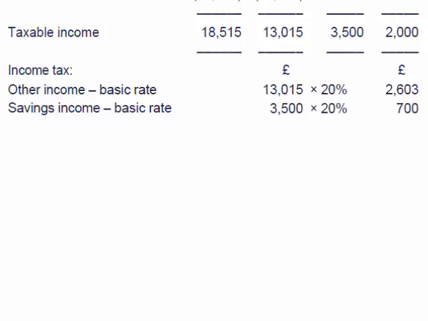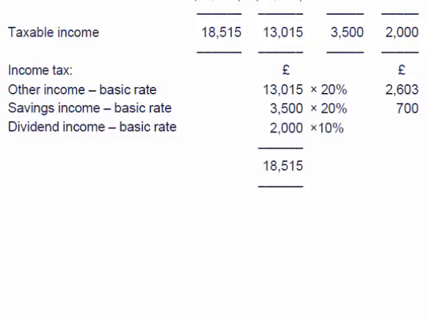Finally, we move on to dividend income, and we're still in the basic rate because she doesn't actually reach the higher rate with her income. And therefore £2,000 is taxed at the basic rate for dividends, which is 10%. So that's £200 of tax. That gives us an income tax liability, and that is £3,503. But we're not finished yet because the question asked for income tax payable.